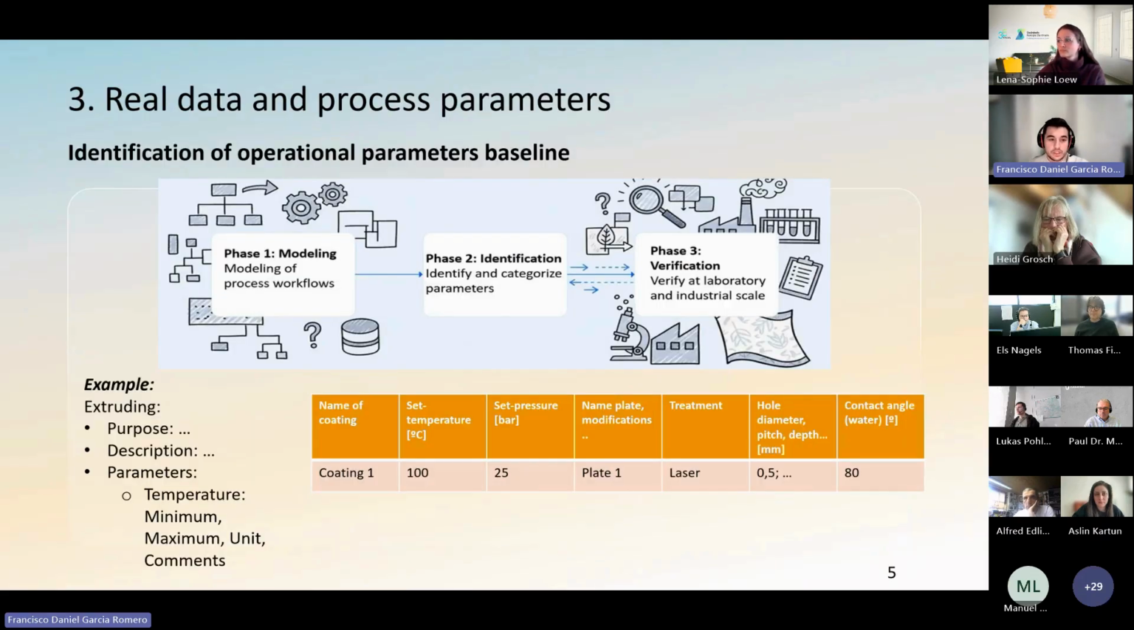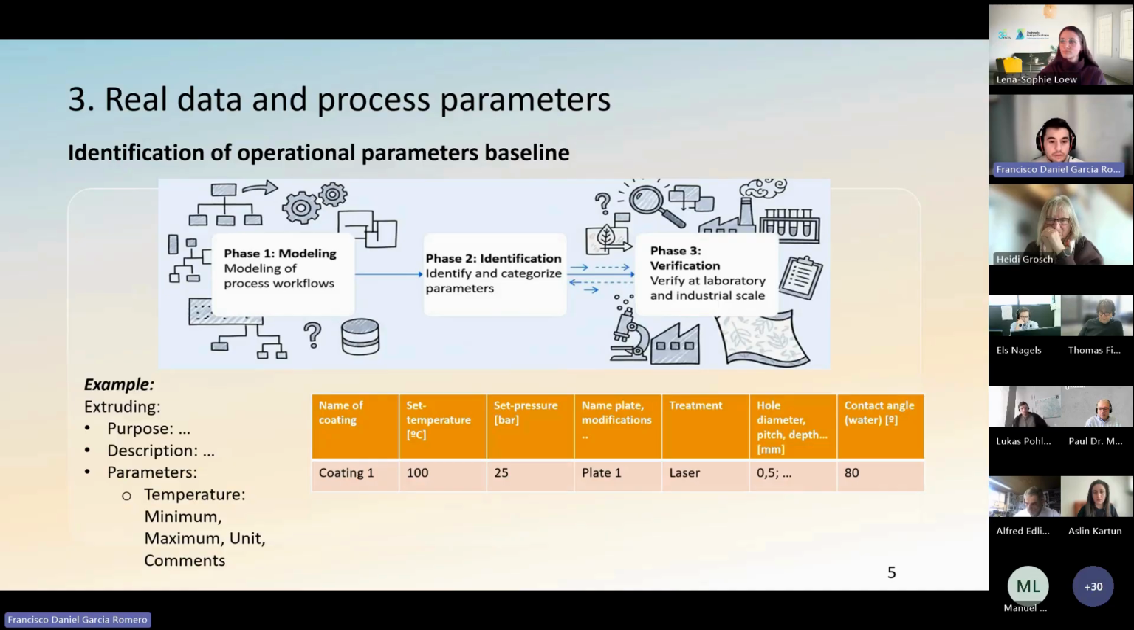So how did we start? First, we needed to identify all the basic operational parameters. We did it in three phases. The first one was about trying to model the process workflows. With this, I mean the interaction between one unit and another, how the inputs go to the next unit and how the outputs go to another one. The global scheme of it was designed for all the processes in BioFibreLoop.